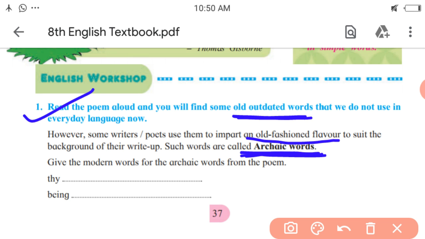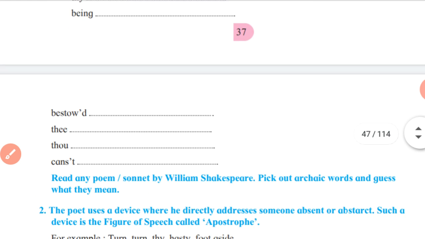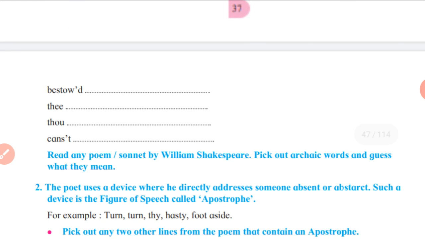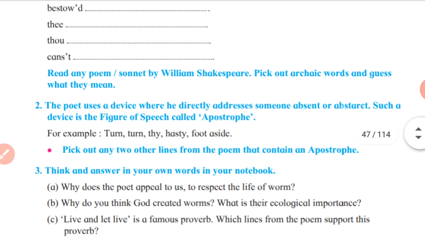So in this poem also, there are some archaic words used by the poet. Here are those, and now you have to find their meaning, or what words we use instead of them in modern English. So here is the first, thy, it means your, being, it means life. In the same way I have already provided the meanings of some words, so write them through these, and also learn them.